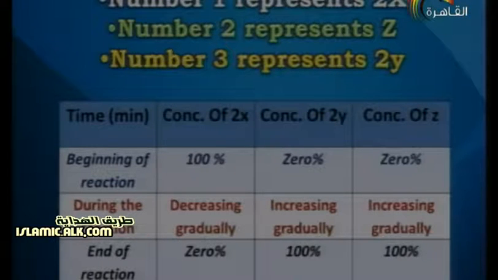And we have the concentration of 2y, it's 100%, and the concentration of Z is 100% also. Why? Because the chemical reaction is finished. So we have the products that complete the reaction, produced from this reaction completely. So the concentration of each one, 2y and Z, is 100%.